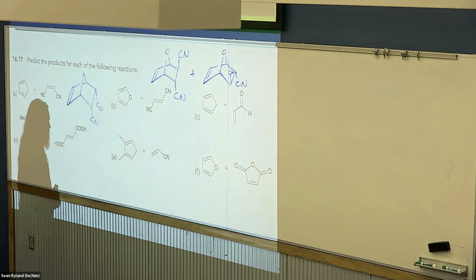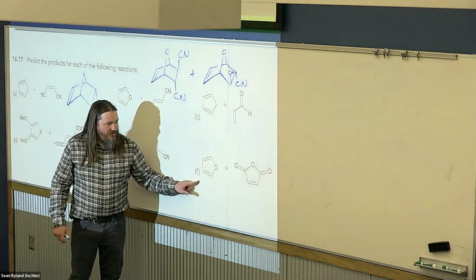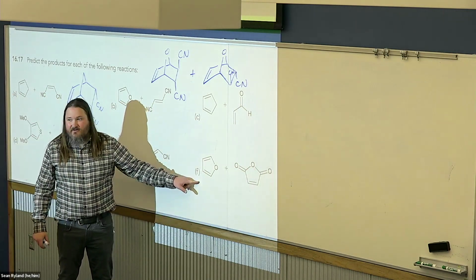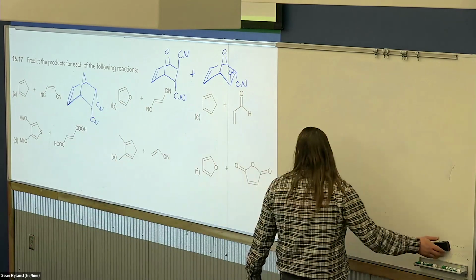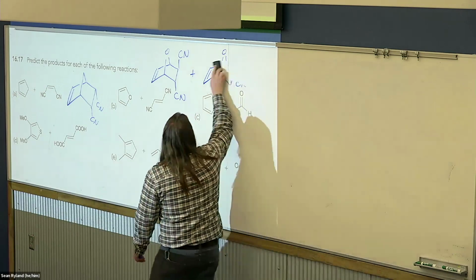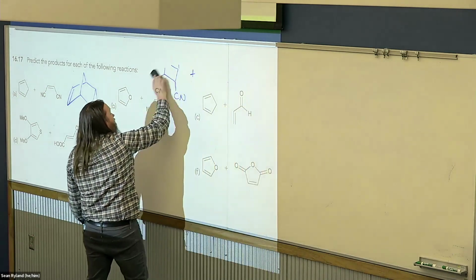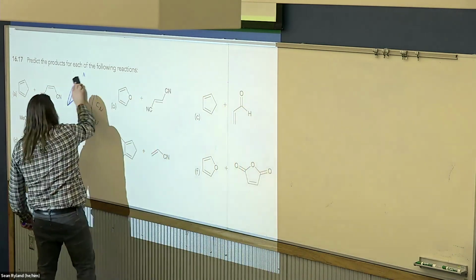All right, let's do F. It's the last one here, because that's the most complicated one we have left on the board. It's gonna have a lot of leftover ring structures.